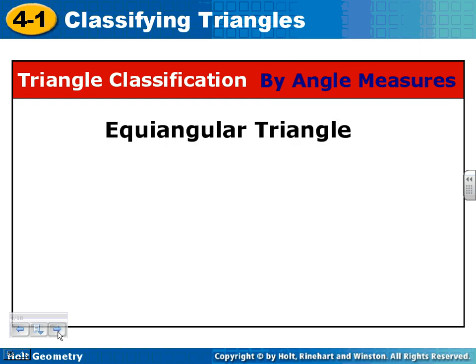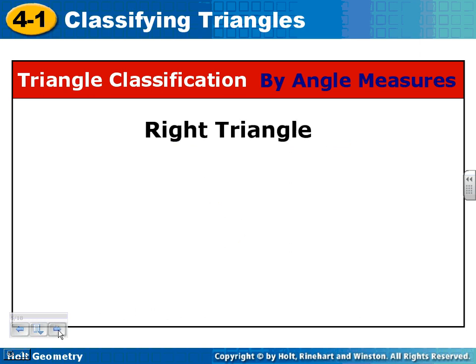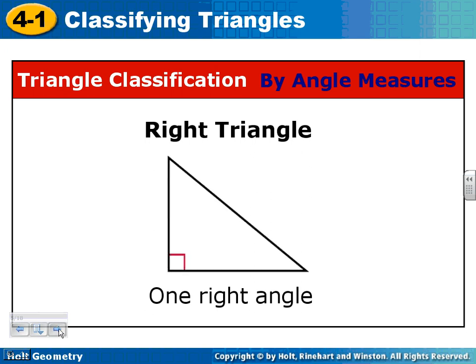We also have what's called an equiangular triangle. And that's where all 3 angles are congruent. That would mean 60, 60, and 60. So we have acute, equiangular. The next one is a right triangle. Notice it has just 1 right angle because it's impossible to have 2 right angles in a triangle. So that's a right triangle.